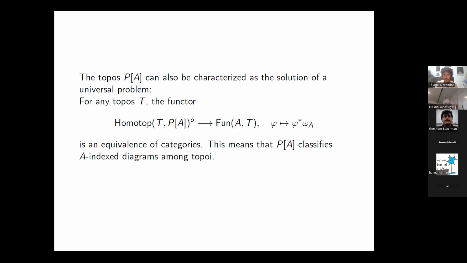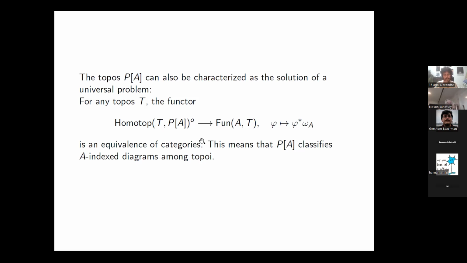How can I say it? It's a classifying topos. When we consider A-indexed diagrams among toposes, we are kind of considering a structure among toposes, a theory in some sense. What it means is that the free topos is the classifying topos of this theory, and this universal property only holds for the free topos and not for the hat.